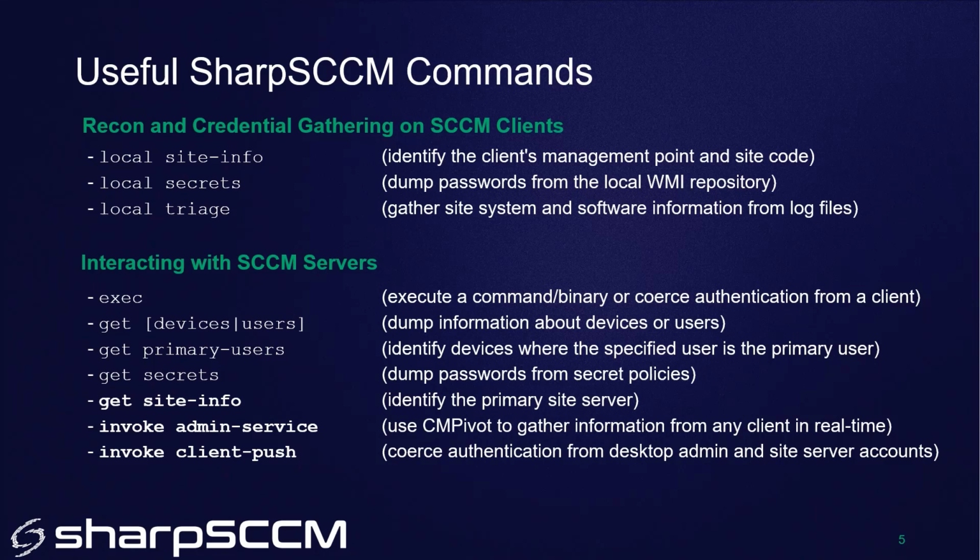The three commands we're going to focus on today for our demos are the get site info command, which will identify the primary site server using a technique discovered by Garrett Foster. The invoke admin service command, which is written by Diego and uses CMPivot to gather information such as registry keys and values, file contents, and things like that from any client in real time. And the invoke client push command, which we talked about in some previous demos, that allows you to coerce authentication from the site server account, which is going to enable some of our site server takeover primitives.